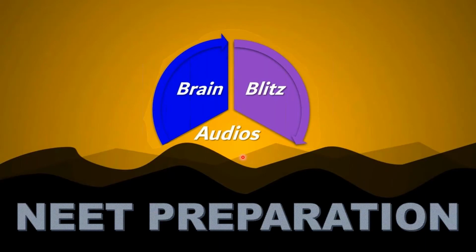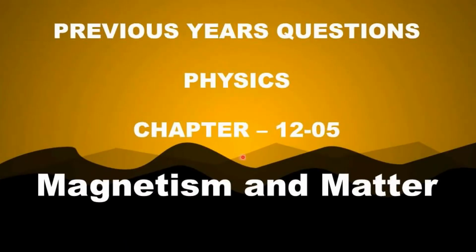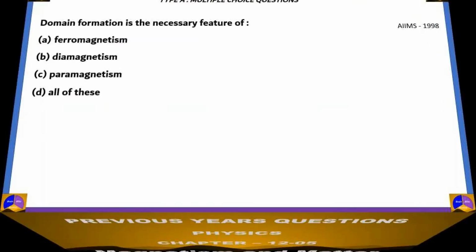Today, in this episode of NEET Preparation, we'll be looking at previous year questions of physics in medical entrance examinations in India. Today we're dealing with the chapter Magnetism and Matter. This is the 5th chapter in the grade 12 syllabus for physics in CBSE. So let's go on to our first question.